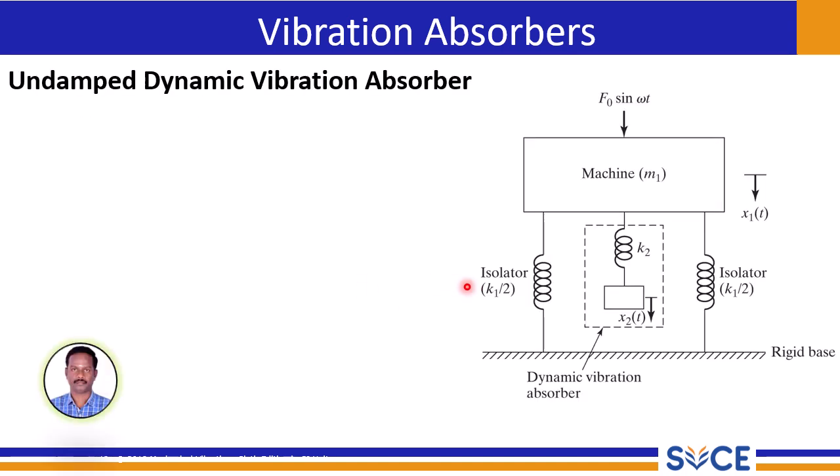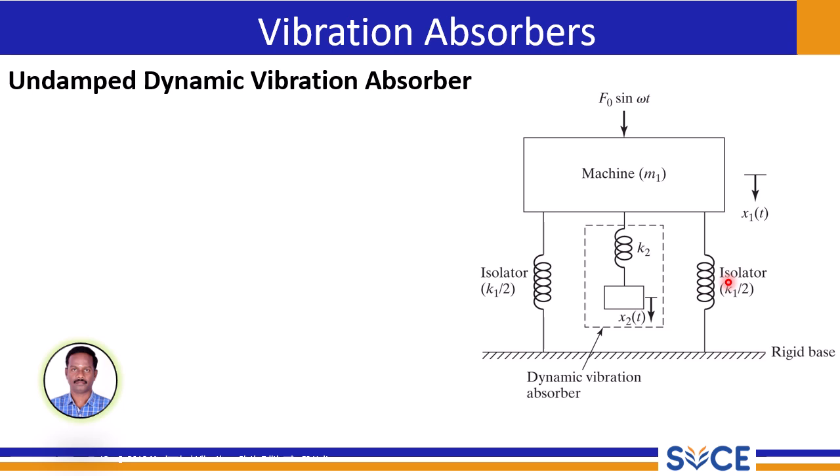Let's examine a simplified model of an undamped dynamic vibration absorber. Here we have a machine with a mass m1 that is subjected to a harmonic excitation force F0 sin omega t acting downwards. This machine is mounted on a rigid base through two isolators, each having a stiffness K divided by 2. So the total stiffness of the supporting machine is K itself.